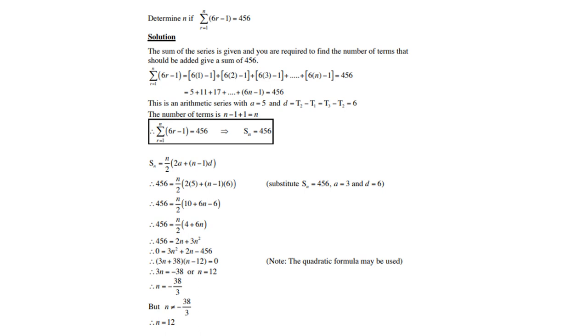Right, so the number of terms is then, remember the rule, top minus bottom plus 1, right? So it is n minus 1 plus 1 equals to n. So write down your sum formula, replace sum with 456, and n remains n. Substitute A, 5, and of course D, 6. Simplify the brackets, right? Multiply by 2. Get your quadratic equation, either factorize or use the quadratic formula, and then you get n equals to negative 38 over 3, or n equals 12. So remember, n represents the number of terms. So automatically, the negative number, which is also a fraction, is not allowed. So therefore, n equals to 12.